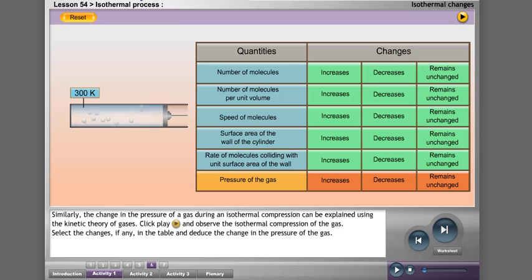Similarly, the change in the pressure of a gas during an isothermal compression can be explained using the kinetic theory of gases. Click play and observe the isothermal compression of the gas. Select the changes, if any, in the table and deduce the change in the pressure of the gas.